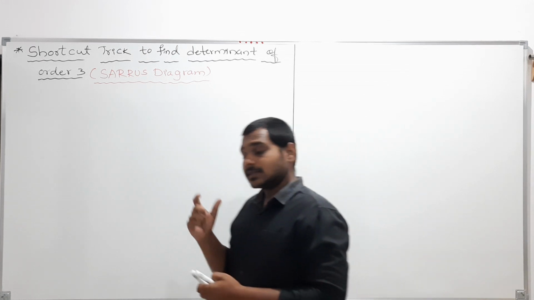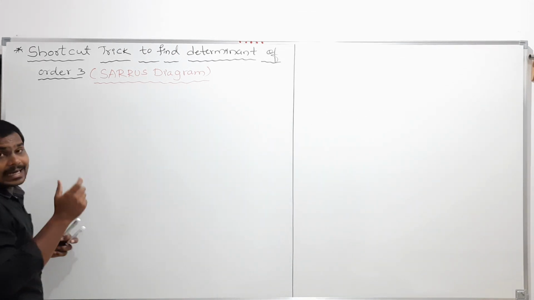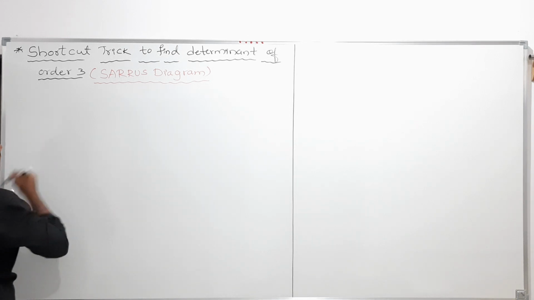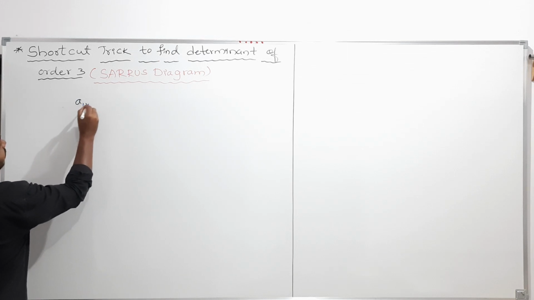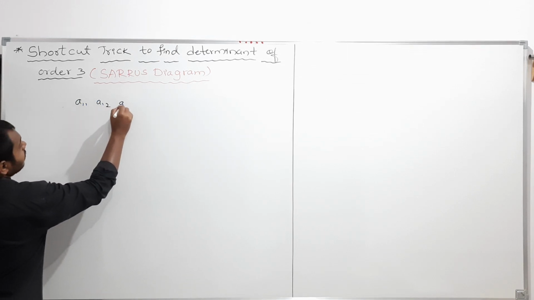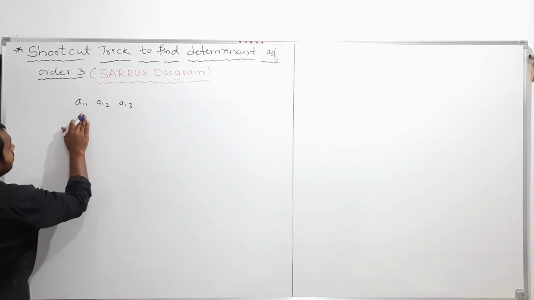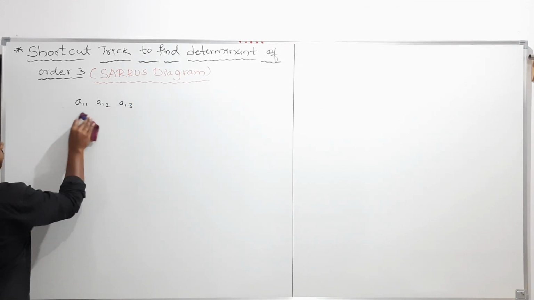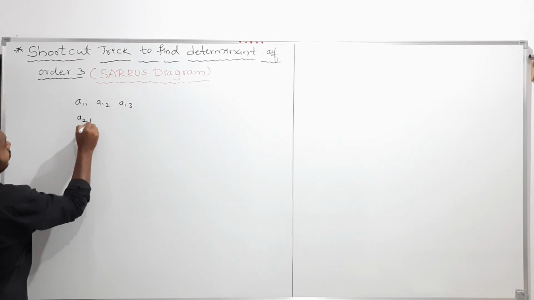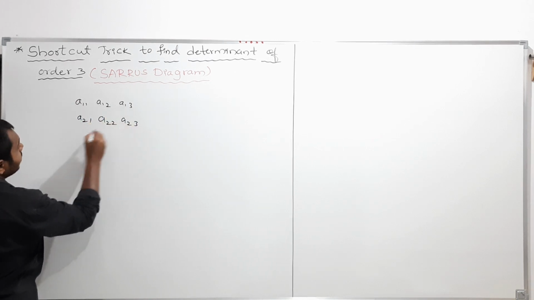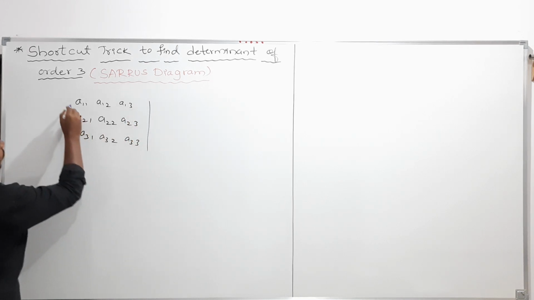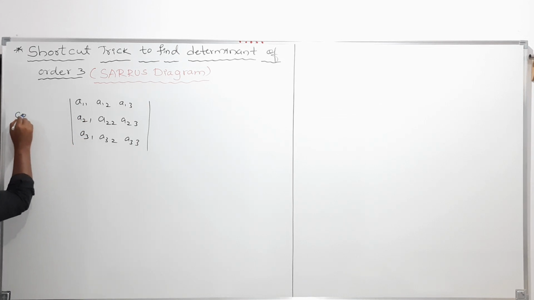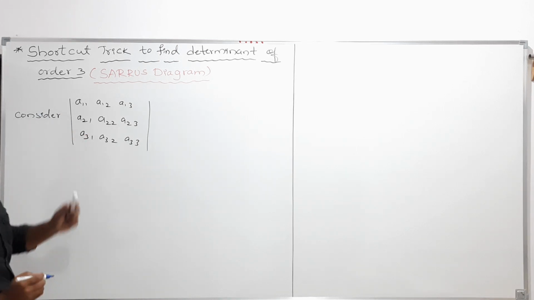So my dear students, first I'll take one general determinant. So consider the determinant. Here it is: a11, a12, a13. Next, a21, a22, a23, a31, a32, a33. So one determinant I consider. Now I should find the value of this determinant.